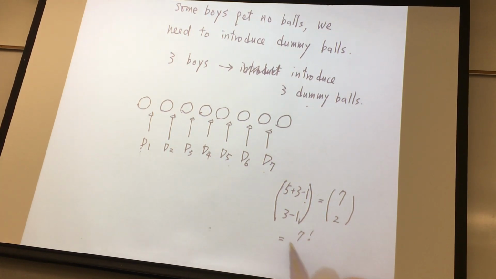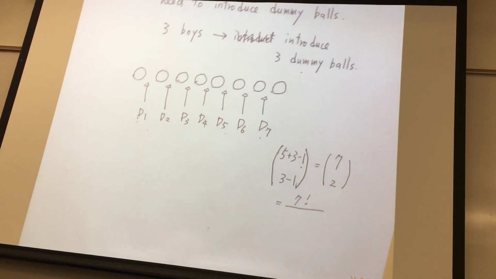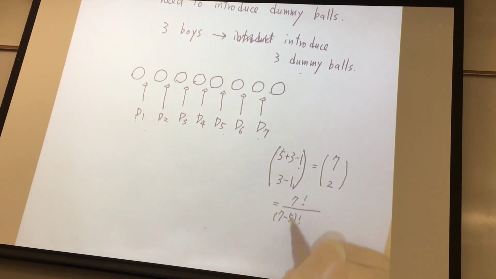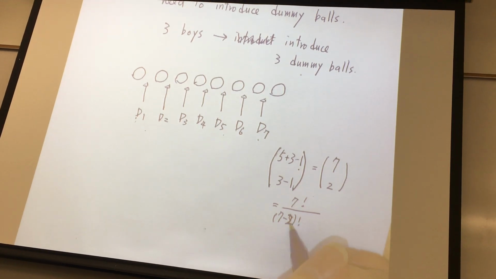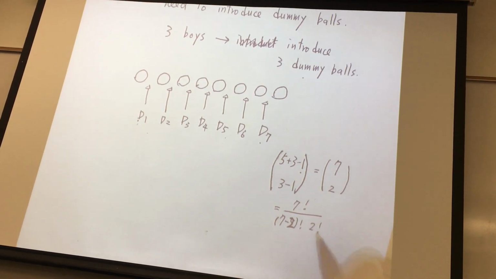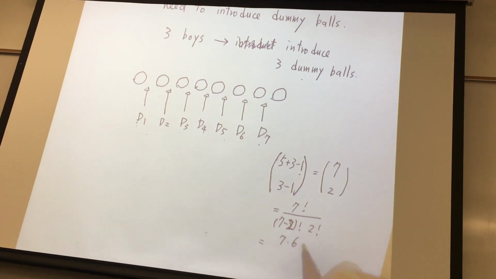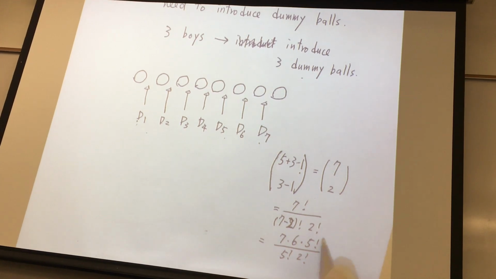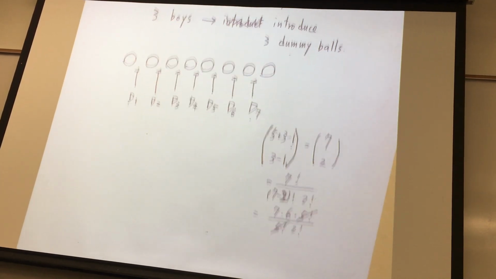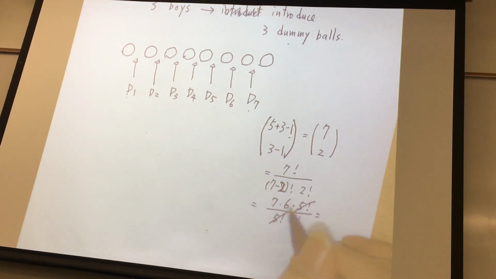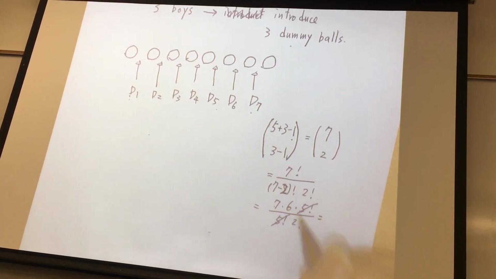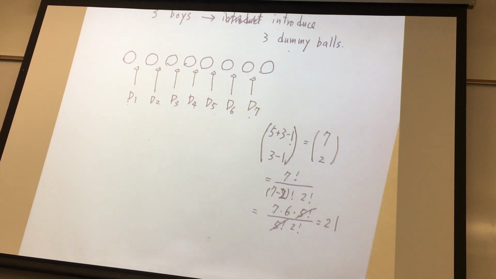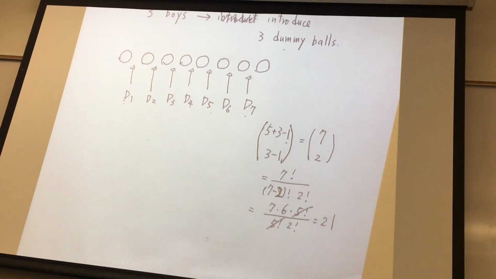7 choose 2 is what? 7 factorial over 5 factorial times 2 factorial. This is 7 times 6 times 5 factorial, and this is 5 factorial, and this is 2 factorial. After cancellation of this 5 factorial, okay? So 7 times 6 is 42. Divided by 2 is what? 21. Are you with me? So there are 21 different ways to do that.